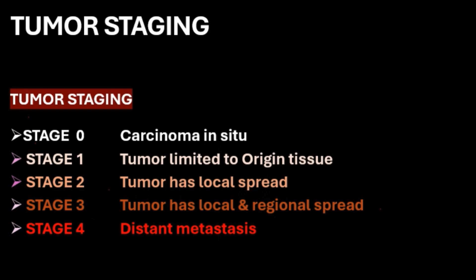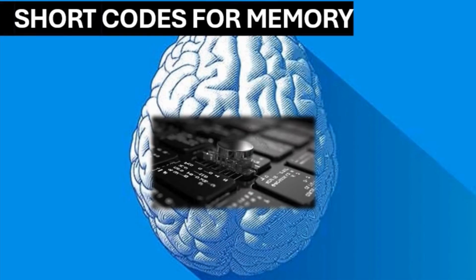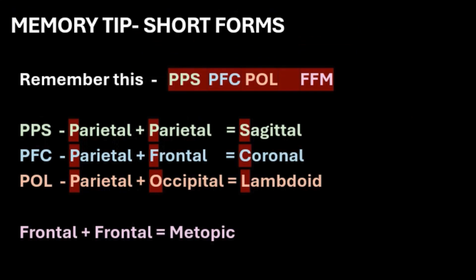So according to this also you can arrange the topics and different memory techniques you can use for different topics according to the nature of topic and your convenience. Here another method is short codes for memory. We will use some short codes, interesting codes for connecting the words and memorize in a better fashion. This is one example.